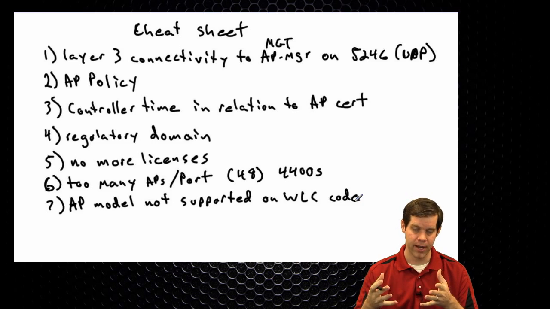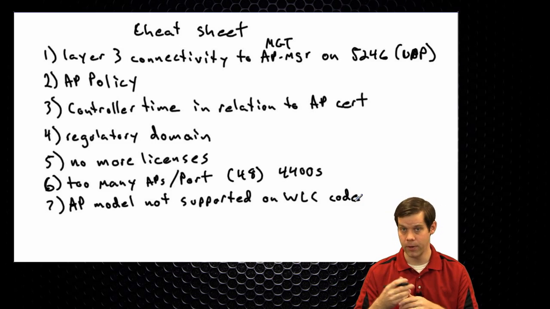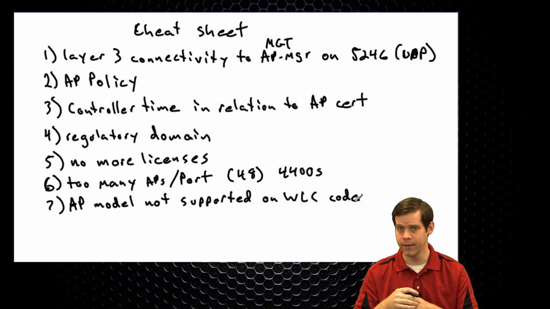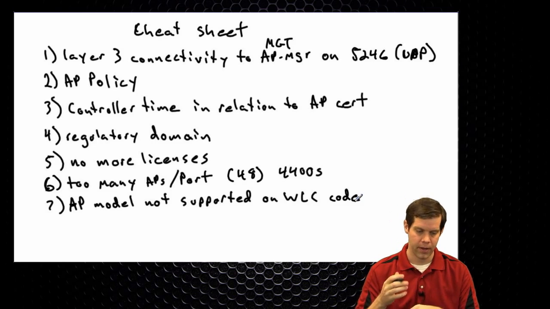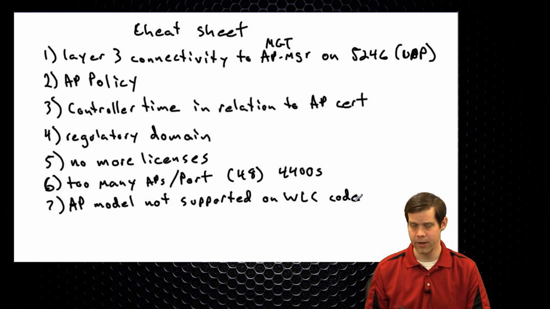So always check that. Also, if you're using older code, you can't support the newer access points. If you bought a 2600 or 1600 series access point, but you're running 7.0 code, you're out of luck. Usually you run into this when you're trying to introduce a brand new model of access point. Hopefully you looked at this before, but check to make sure that your AP model is actually supported on the code that you're running.